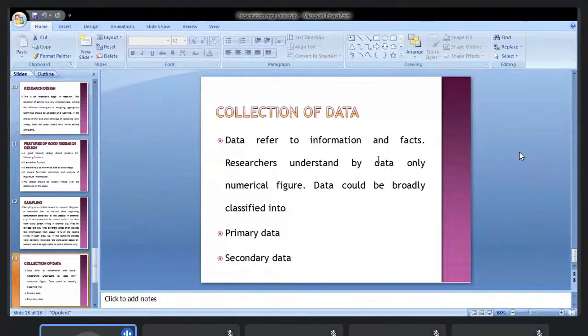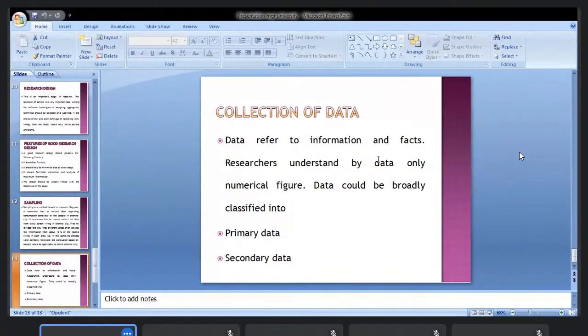Secondary data refers to information or facts already collected. Such data are collected with the objective of understanding the present status of any variable. So this is the difference between primary data and secondary data. Some of the sources of information for primary data: the questionnaire. Questionnaire is primary data.